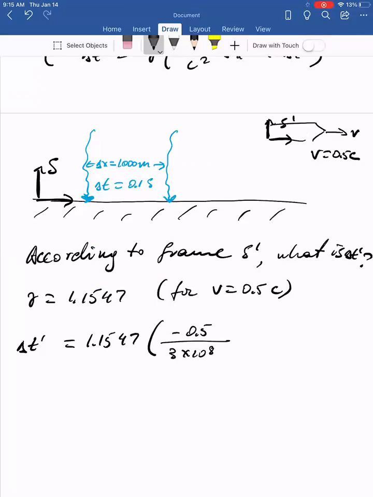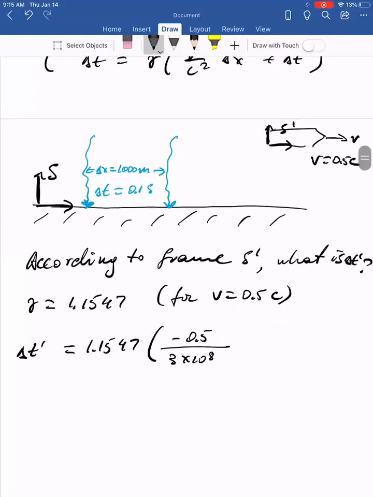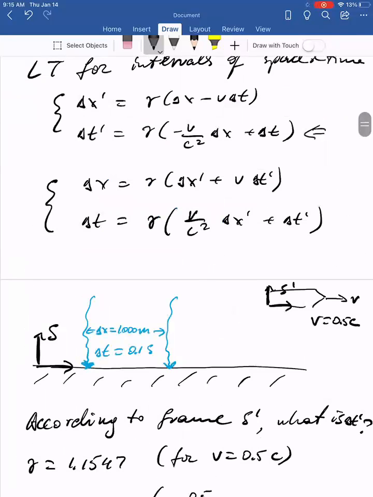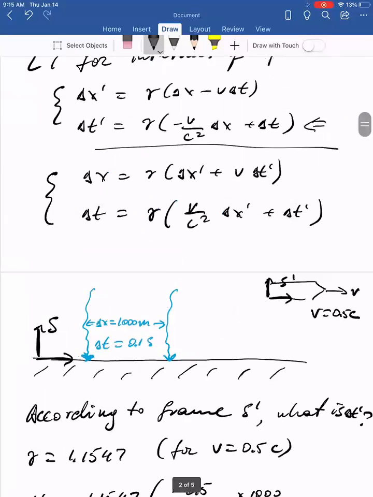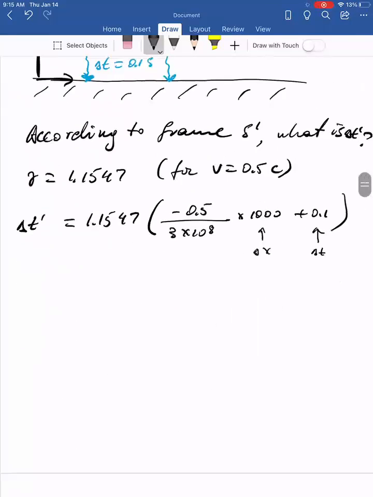So let me put in the 1,000 meters. So this is my delta x. You see this right here. And then I add the delta t, 0.1 second delta t. And when all the dust settles, this comes out to be 0.115 seconds.